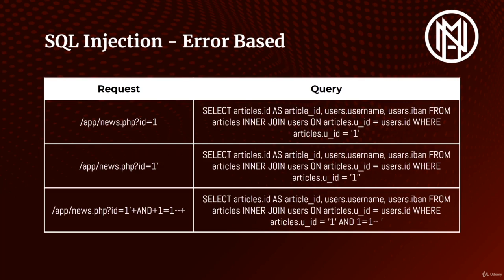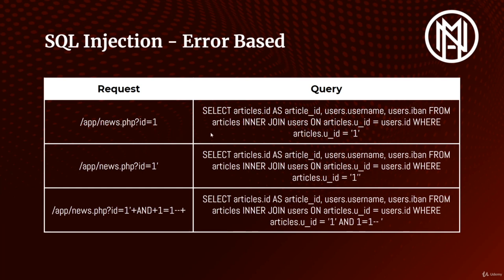So what actually happens when you put an apostrophe? Why does this work? On the left-hand side, you can see the request, and on the right-hand side is an example query that would happen in the background of the application. So the first request here we're making is to an application, to the endpoint news.php, and we're fetching the ID 1. So this could be an article that in the database is numbered as ID 1. So in this case, we are fetching data based on the ID 1.